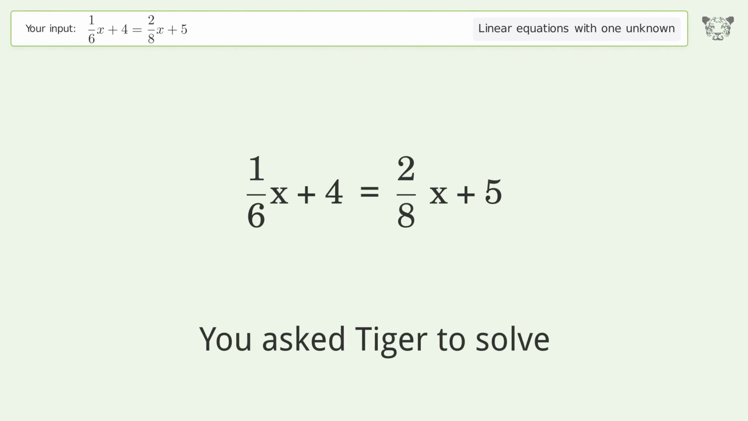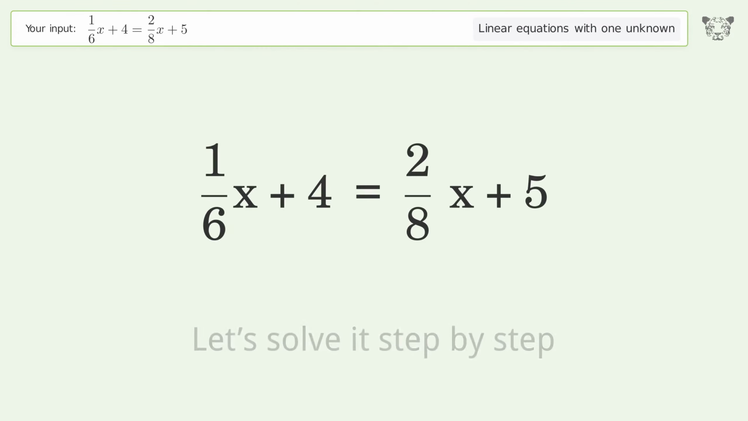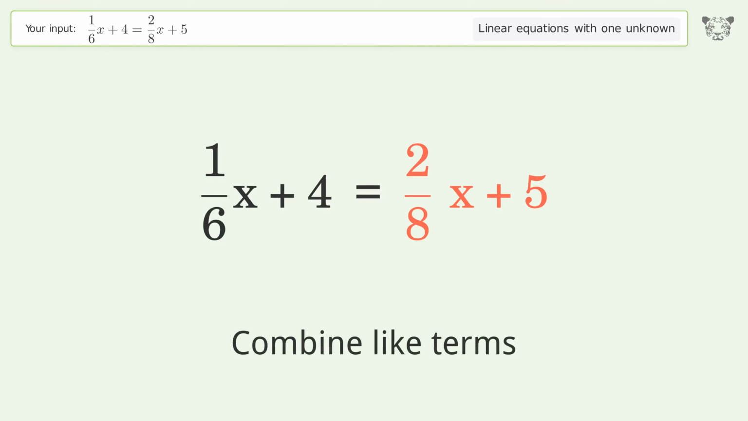You ask Tiger to solve this. This deals with linear equations with one unknown. The final result is x equals -12. Let's solve it step by step. Simplify the expression. Combine like terms.